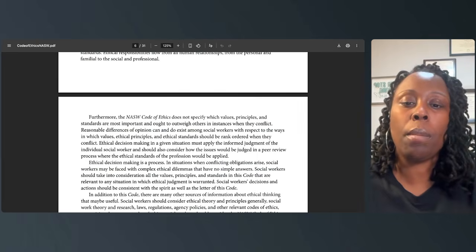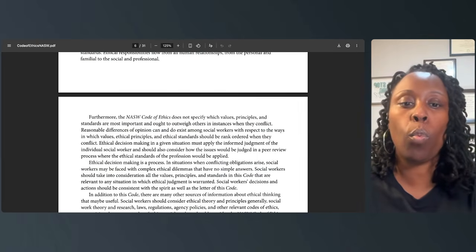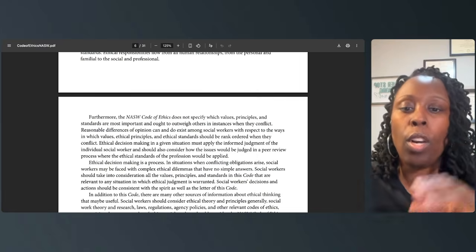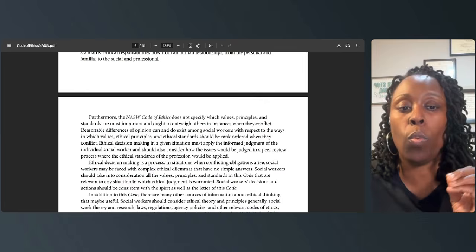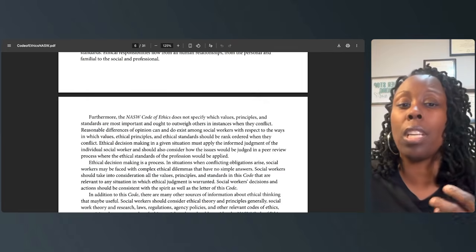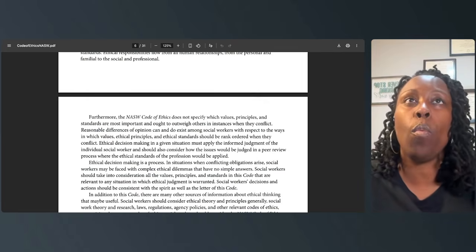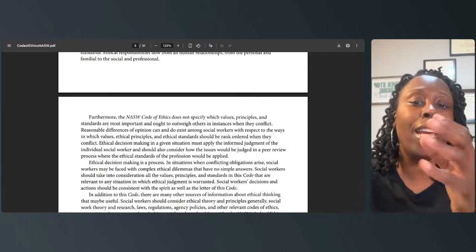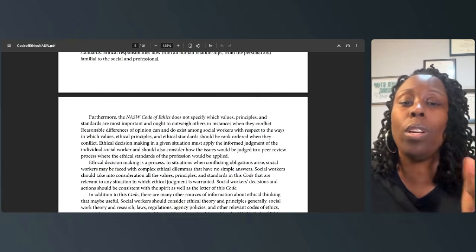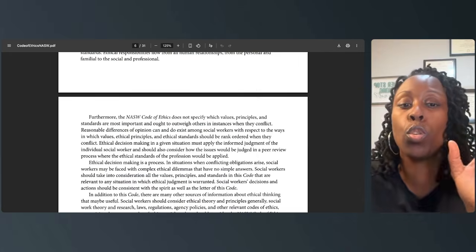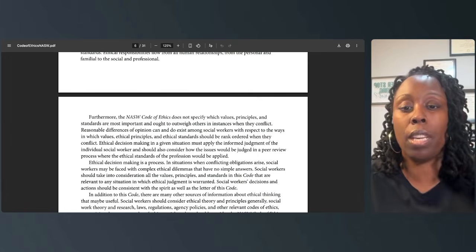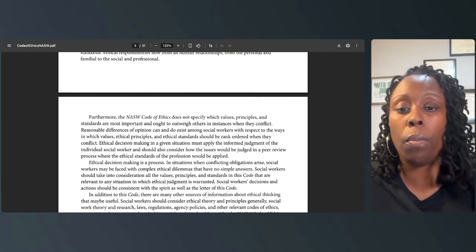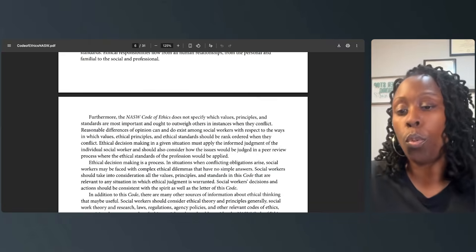Furthermore, the NASW Code of Ethics does not specify which values, which principles, and standards are most important and ought to outweigh others in instances when they conflict. So this is really important because a lot of times we'll look at a code of ethics and we're trying to figure out which one is most important or which one should we do first or how do we handle that. It says specifically here, the code doesn't specify that if a certain value, a certain principle, a certain standard trumps the others. So it doesn't say that one outweighs the other. So this is really important information to know and understand as you read and go through your code.